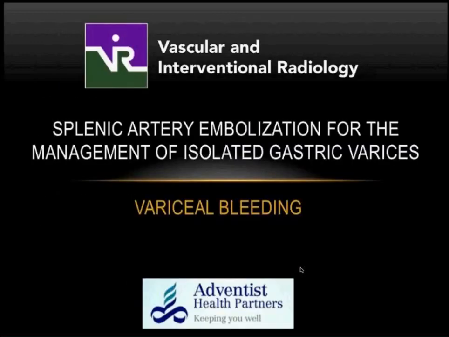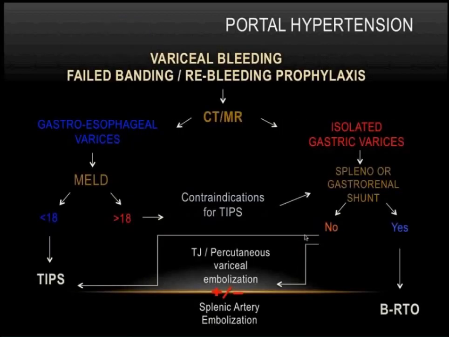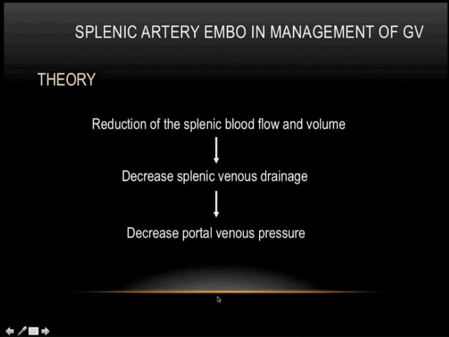So what about splenic artery embolization? Again, I'm going to go to the diagram. It's for a patient who does not have a gastrorenal shunt, and or a patient who has a really high MELD score that prohibits performing BRTO. So you can think about splenic artery embolization. Why? What is the theory behind it? If you reduce the splenic blood flow, you're going to decrease the splenic venous drainage, so you're going to decrease the pressure.